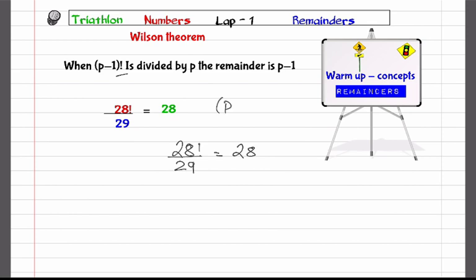When p minus 1 factorial is divided by p, where p is a prime number, the remainder for this will be what? My p minus 1. So 28 factorial divided by 29, the remainder is 28. Just remember this, that's a direct answer once you get problem related to Wilson's theorem.